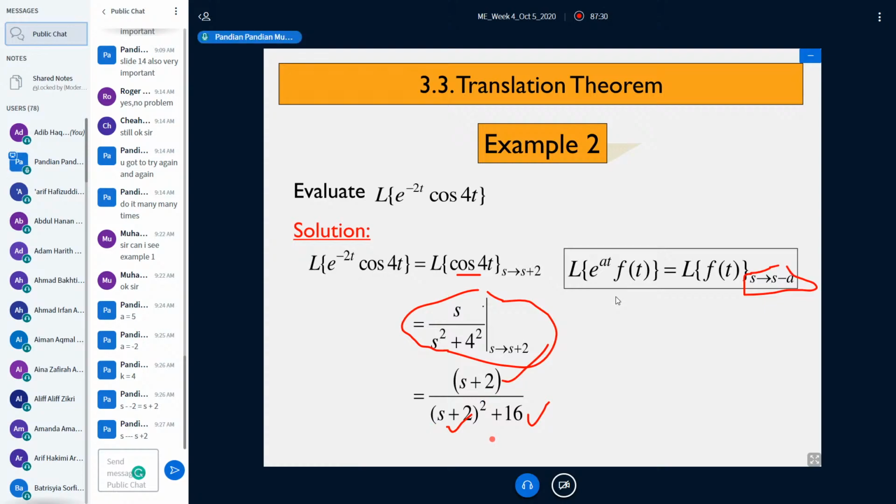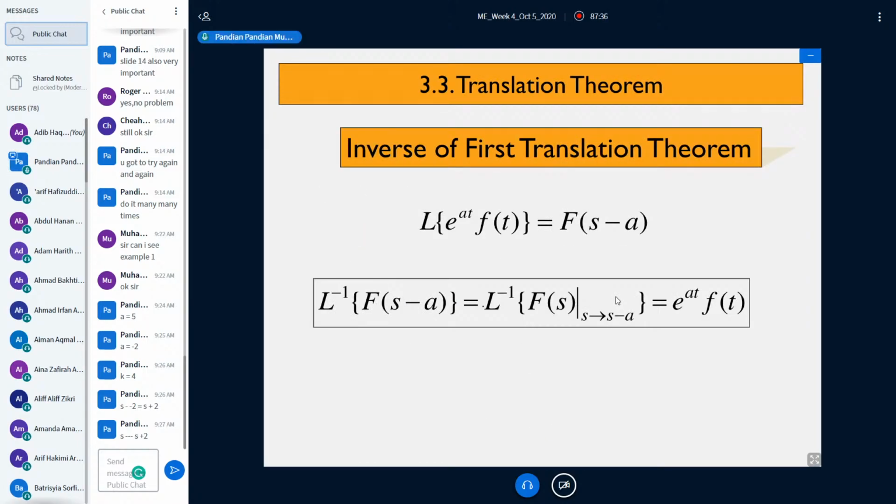S plus 2 divided by (S plus 2) squared plus 16. Now, this one, inverse. How to do the inverse for the translation theorem? You see here, first, Laplace of e^(at) f(t) is F(s minus a). Inverse Laplace of F(s minus a), I bring this to the right-hand side, equals inverse Laplace of F(s), where s becomes s minus a. Therefore, the answer is e^(at) f(t).